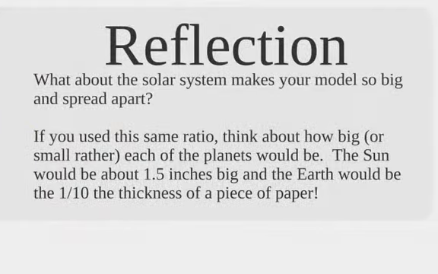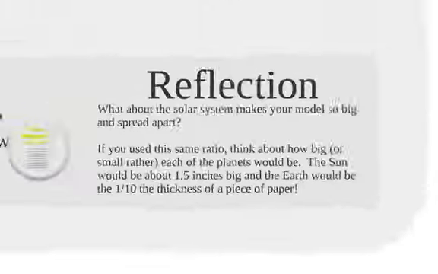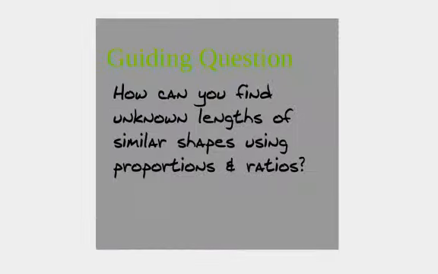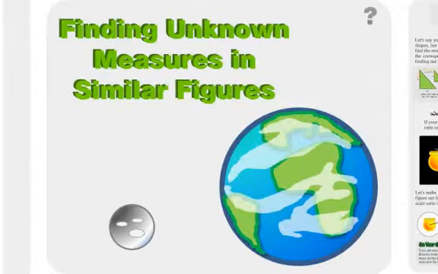Crazy. Let's think about that. Why on earth is the solar system so big and spread apart? If you use that same ratio, how big would it be? The sun, if it was 1.5 inches big, the Earth would be 1/10 the thickness of a piece of paper. Pretty crazy how big our solar system is, huh? Well, can you find unknown lengths of similar shapes and proportions using ratios? I bet you can. Why don't you answer that question if you haven't?